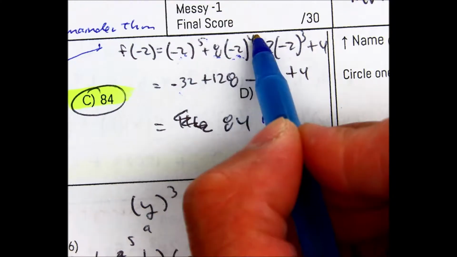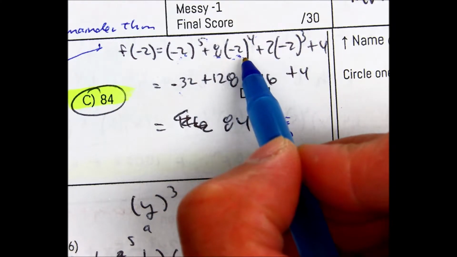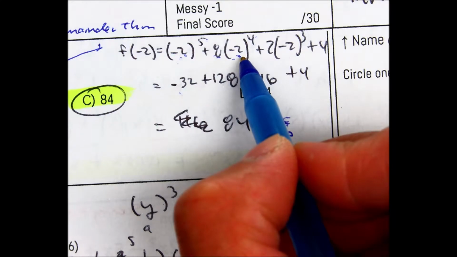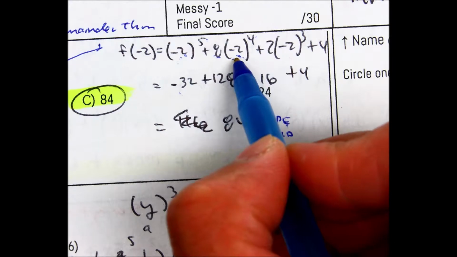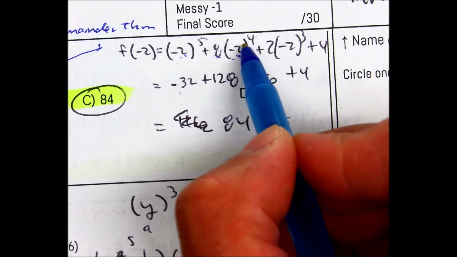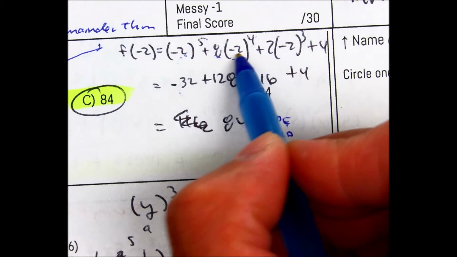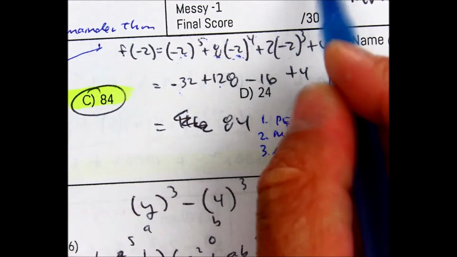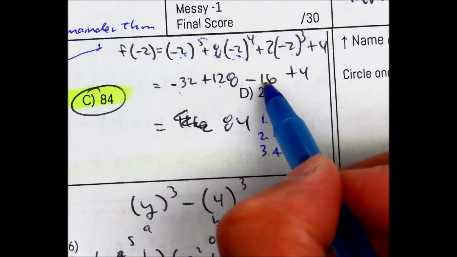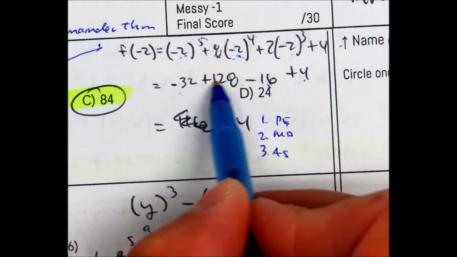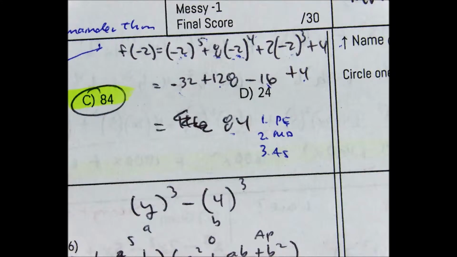So negative 2 to the 4th power gives me 4, you get 8? No, I can't think right now. 16. 16 times 8 gives you 128. And then negative 2 to the 3rd power gives you negative 8, and negative 8 times 2 gives you negative 16, plus the 4. And if you add up those values, then you get 84 is your answer. C is the correct answer for number 1.